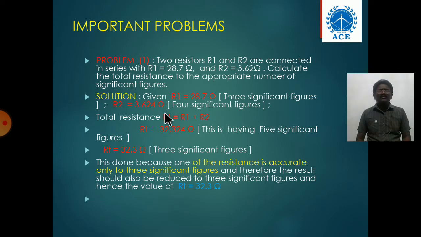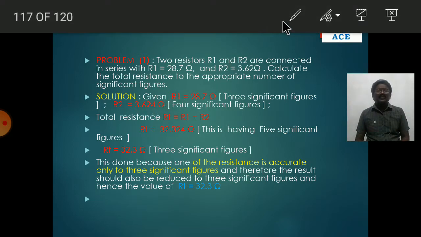So this has four significant figures. Here we have taken R2 as 3.624 ohms. So I have written R2 equal to 3.624 ohms. This has 4 digits, that is the reason this is 4 significant figures.